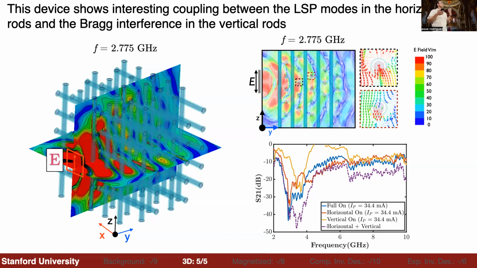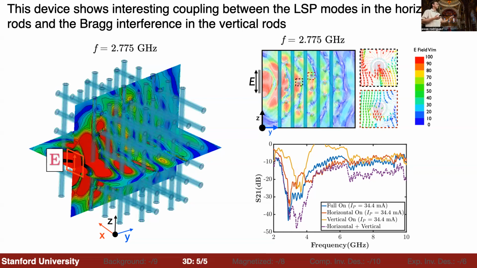But the thing to keep in mind is essentially it's just a loss mechanism. Some of the energy of the incident light is coupling into this resonance, and you're losing it on the other end. So you get these really deep band gaps. So this orange line is when just the horizontal rods are on. So you're exciting these LSP modes. And this is where that resonance is. So you can see the really deep band gap when you excite those LSP modes.